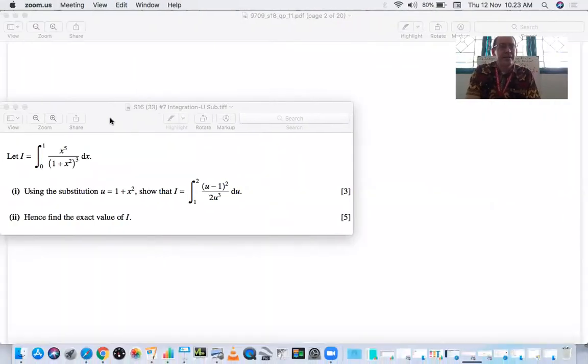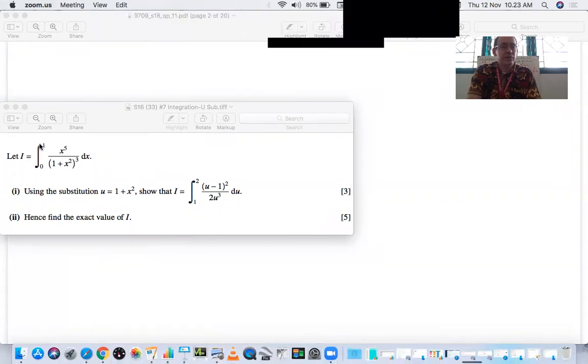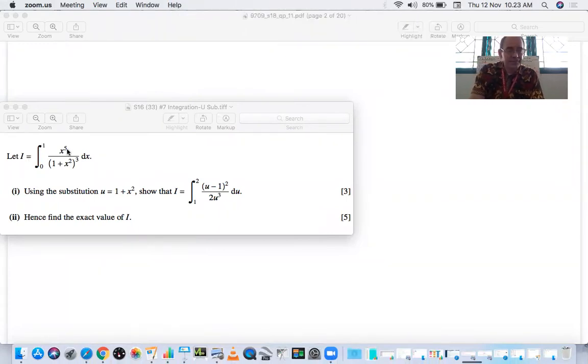Okay, let's look at the first question here. It says, let I equal the integral from 0 to 1 of x to the 5th over (1 plus x squared) cubed dx. Using the substitution u equals 1 plus x squared, show that I equals the integral from 1 to 2 of (u minus 1) squared over 2u cubed du. Then find the exact value of I. In other words, go ahead and integrate it and calculate it out. Keep it in exact value form.